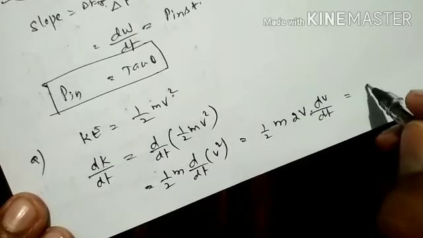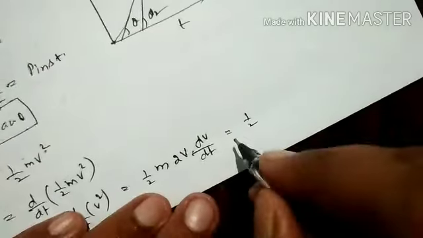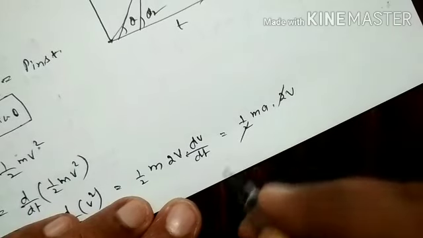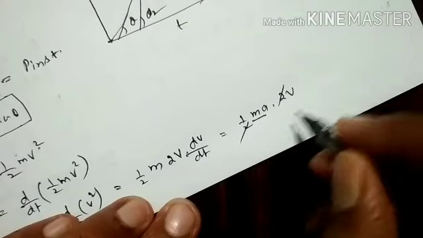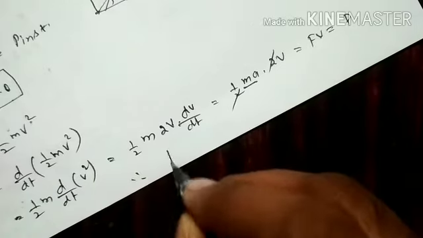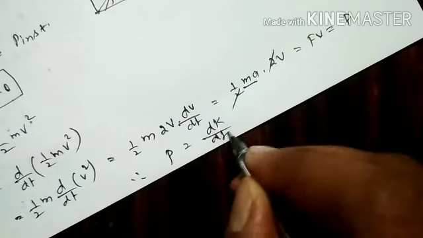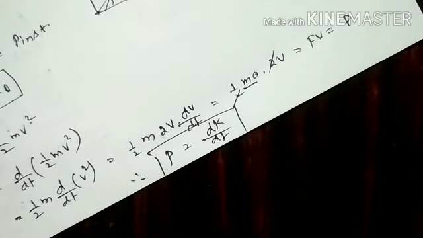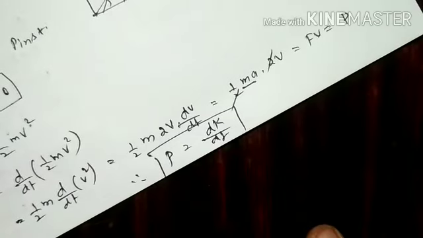Which is nothing but equal to half of m, dv by dt is a, so half ma into 2v. So you can cancel 2 and half. Ma is force, force into velocity. Force into velocity is equal to power. So if you observe the relation, power P is equal to the derivative of kinetic energy with respect to time. So this is the relation, and this relation is also useful in problems. When kinetic energy is given as a function of time, then you can calculate power. That is one mathematical relation. Power delivered is equal to the rate of change of kinetic energy.